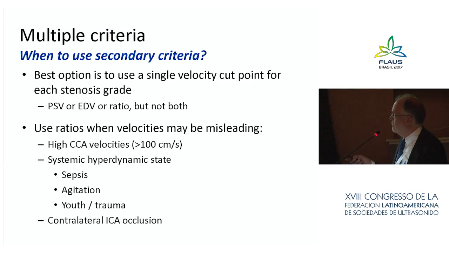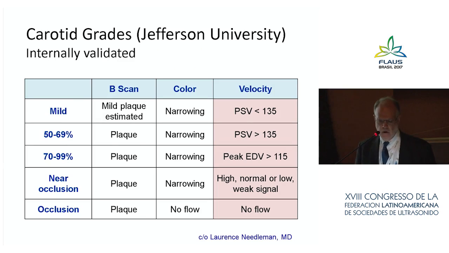So my view, and those of many, is that you should really have a single criterion or a single metric that you use for each level of stenosis. And I think the velocity ratios are most useful when there might be confusion. This can happen in systemic hyperdynamic states: the patient in the trauma bay, the young person who's been shot or has some kind of injury, agitation, sepsis, things like that. And also in the setting of a contralateral carotid occlusion, which affects flow in the remaining patent carotid. So this is a model of that kind of criterion set.